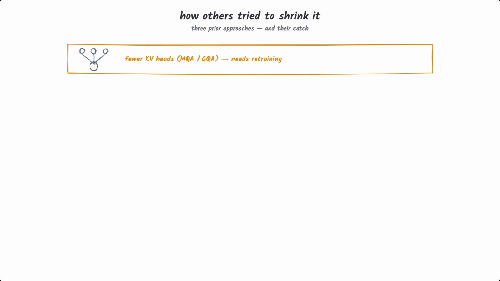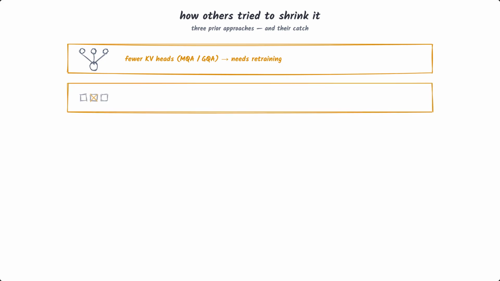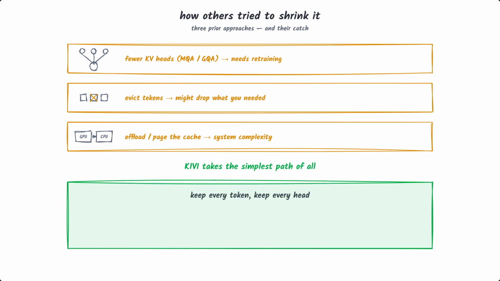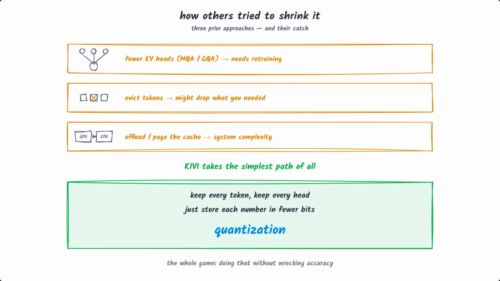People have attacked this before in 3 broad ways. 1. Use fewer key-value heads, sharing them across query heads, which is what multi-query and grouped-query attention do. But that changes the architecture, so you have to train or fine-tune the model for it. 2. Evict tokens. Just throw away the ones you guess don't matter, which risks dropping something you actually needed. 3. System tricks. Offload the cache to CPU memory or page it like virtual memory. KIVI takes the simplest path of all. Keep every token, keep every head, and just store each number in fewer bits. Quantization. The whole game is doing that without wrecking accuracy.